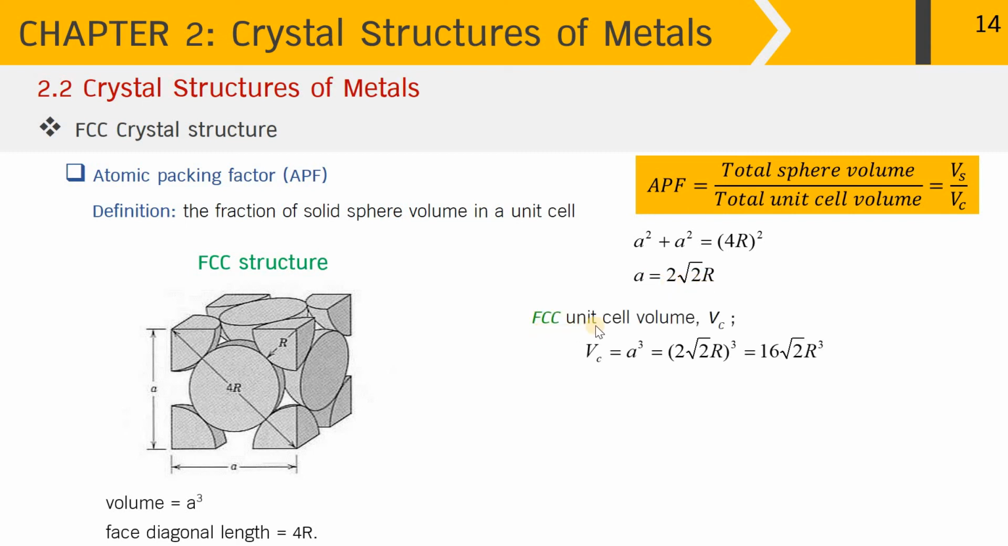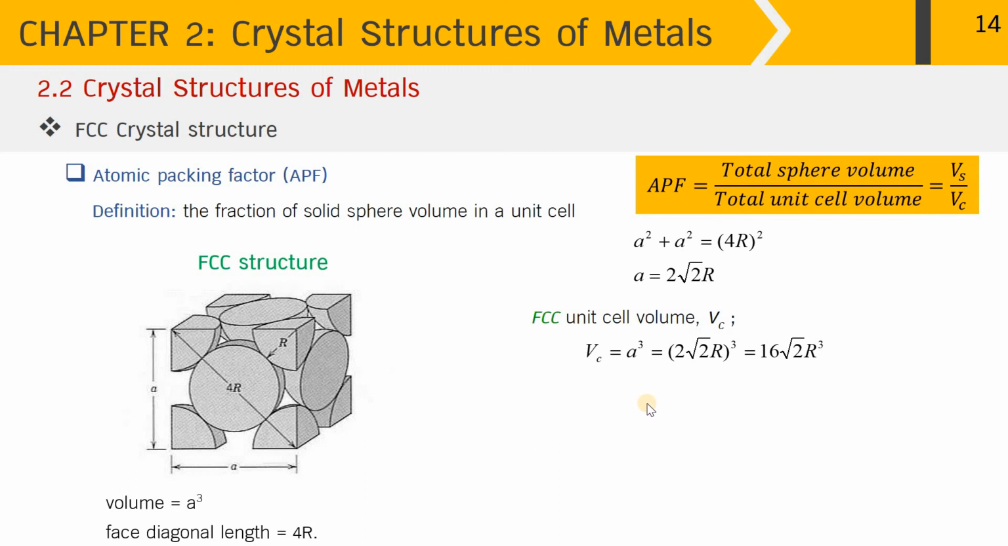As we already have the unit cell volume Vc equals a cubed, we replace a with 2 square root 2 r over here. Then we come up with 16 square root 2 r cubed, and here we have the total unit cell volume of Vc. Now we have to find Vs to calculate APF at the end.